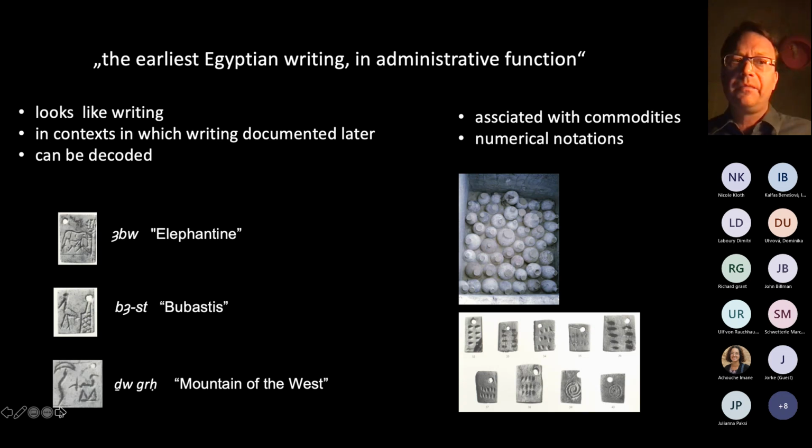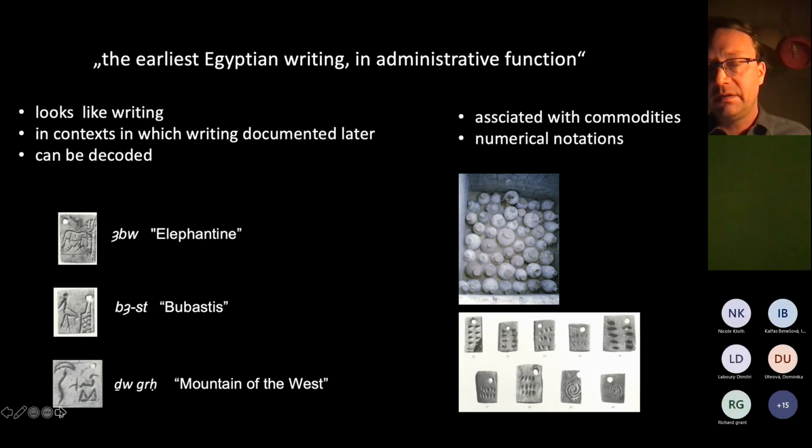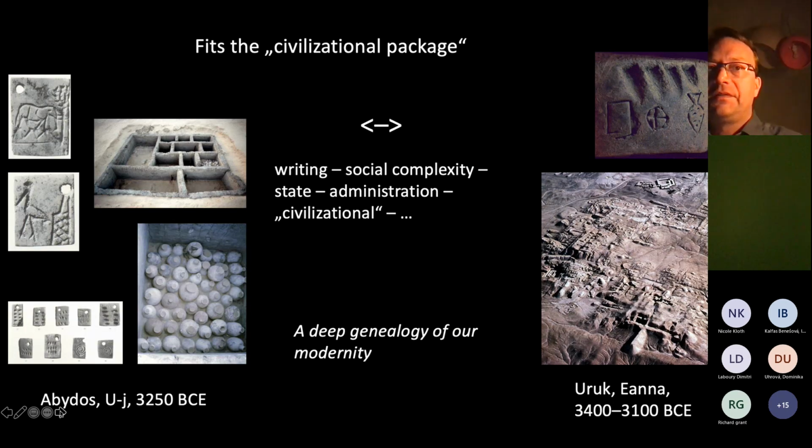So it looks like writing. It is found in context in which writing is documented later, and it can be decoded: Abu Elephantini, Basel Bobastis, Jugerach, Mountain of the West, allegedly. Moreover, it is associated with commodities, and you find numerical notation, hence administrative. That looks all pretty coherent. And so it nicely fits the so-called civilizational package that associates writing with social complexity, with the state, with administration, craft specialization, urbanism, and so much more.